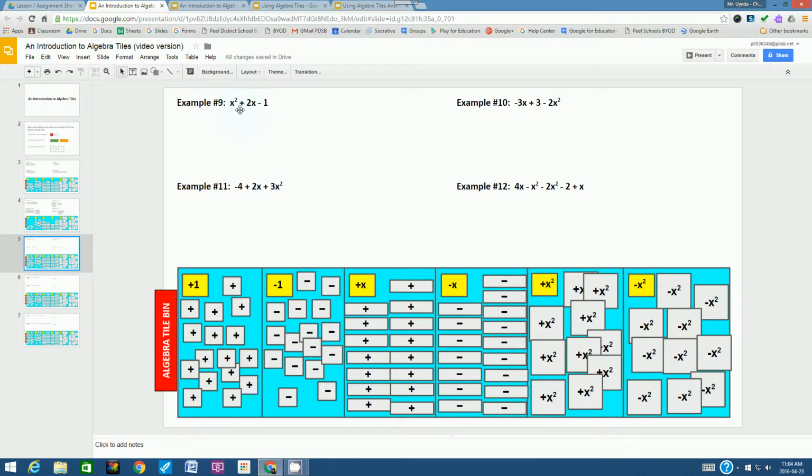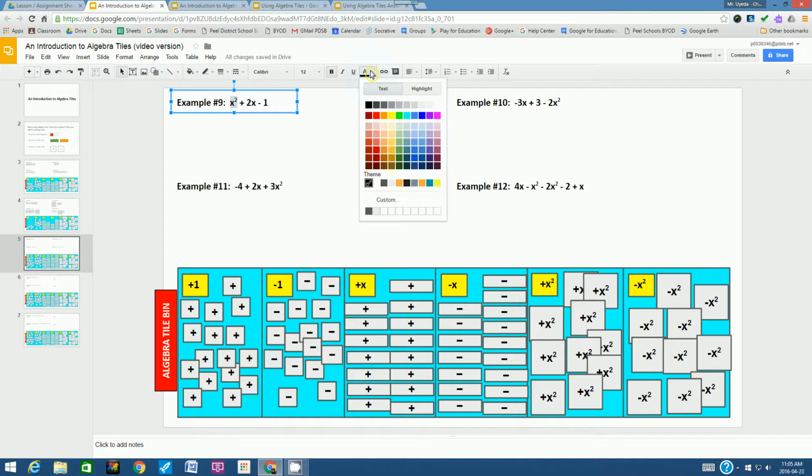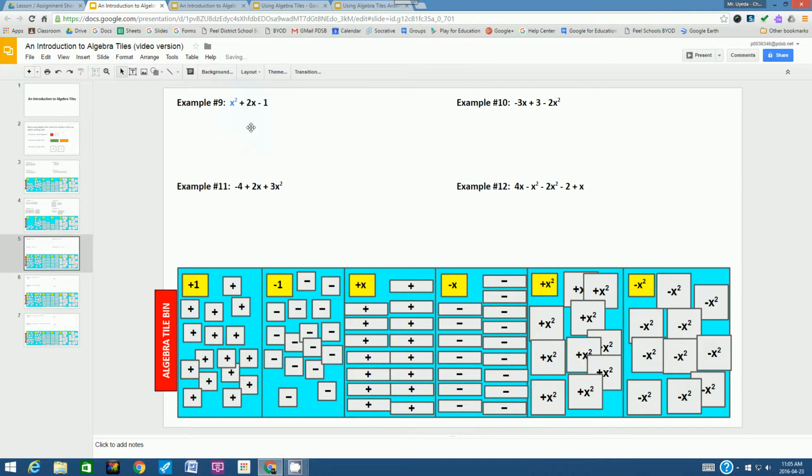From these questions and on this slide, we're going to introduce the last element, the positive x squared tiles and the negative x squared tiles. So if we look at example 9, we have something different. We have a different term here, so I'm going to use a different color. So x squared.